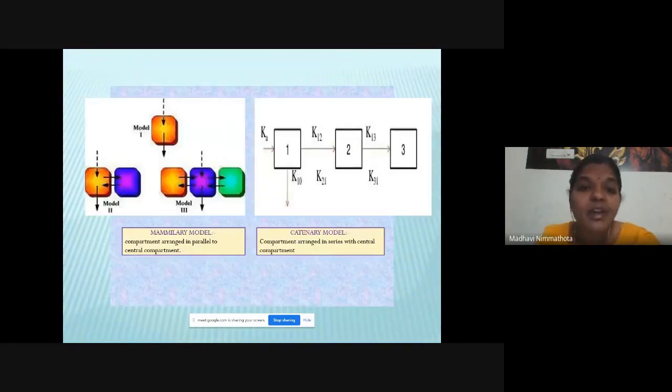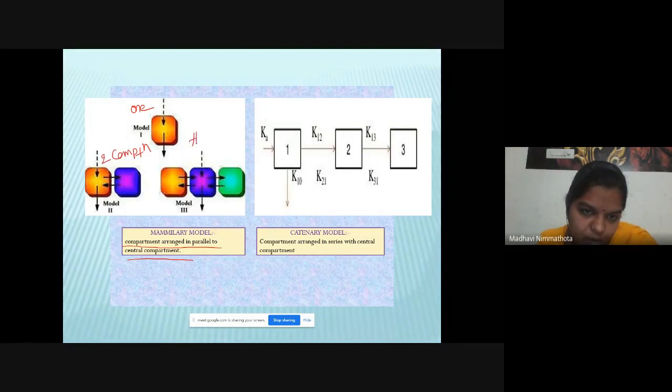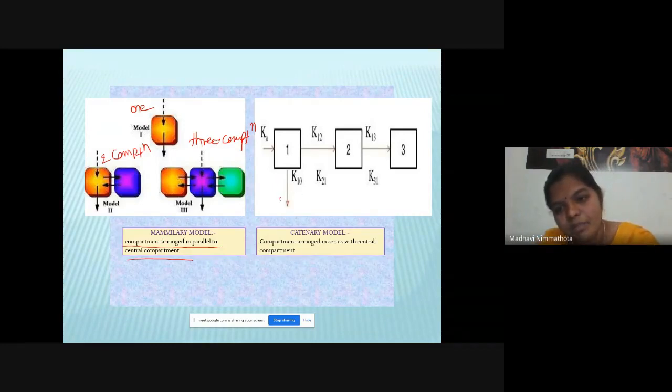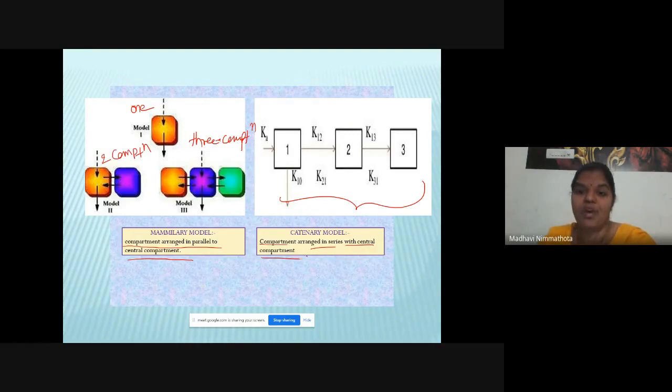See here, it is a clear representation of the difference between the mammillary model and the quaternary model. Here the compartments are arranged in parallel to the central compartment. The yellow color indicates the central compartment. This is model 1, which is one compartment, this is two compartments, and this is three compartments, right? What I explained previously is the same thing here, just an overview. You have to know the difference between mammillary and quaternary. In quaternary, the compartment arrangement will be like a train. This is the difference. In the mammillary model, the compartments are arranged in parallel to the central compartment, and in the case of the quaternary model, the compartments are arranged in series with the central compartment. Right? So they will be attached to the central compartment in a series in the quaternary model.